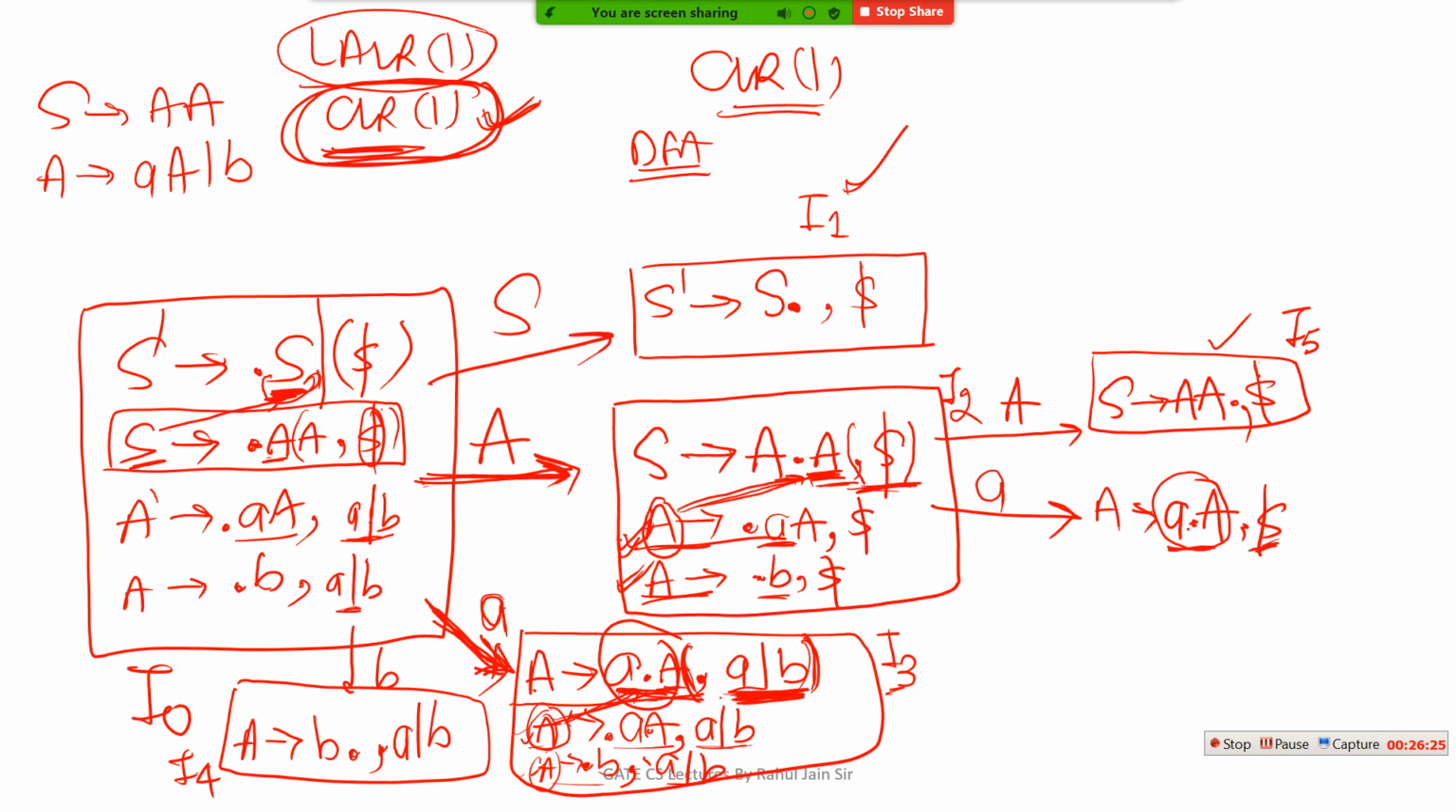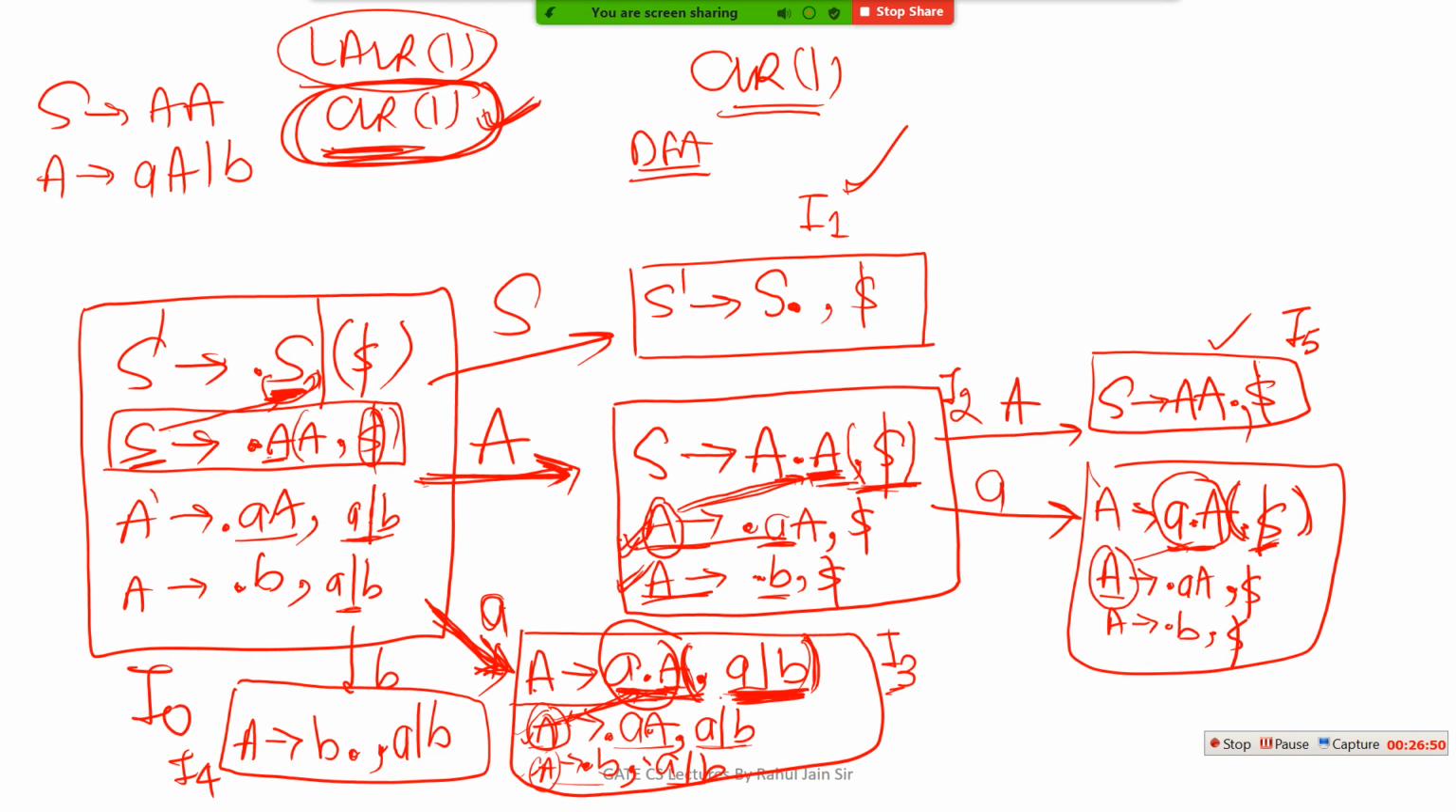Now I need to add the closure function here. Closure function of A says A derives dot AA and A derives further dot B. What is the look ahead of this A? Look ahead of this A depends on that. After traversing A one position, I am only remaining with the dollar. So look ahead of this A is dollar and look ahead of the other A is dollar. You can observe here the LR0 items of the I6 state and I3 state are the same, but look aheads of I6 and I3 are different.